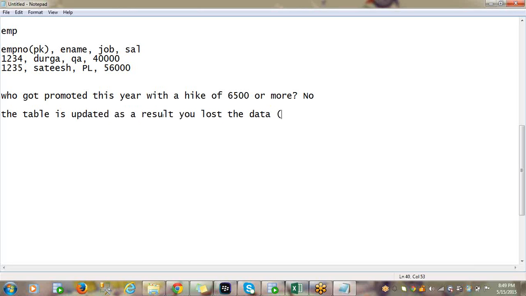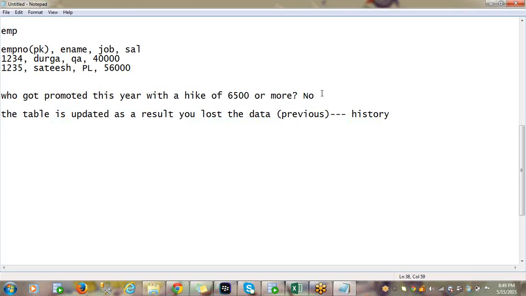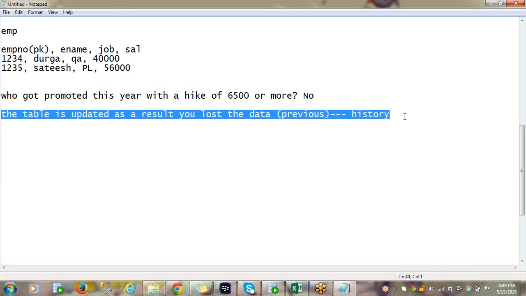What data did you lose actually? Previous data. In short, I can say history is lost, right? Previous data is nothing but your history, right? So you lost your history. And as a result of losing history, you were not able to give an answer to the analysis question, a question that is required for the business to be analyzed. You are not able to provide this particular solution because you lost the history, right?